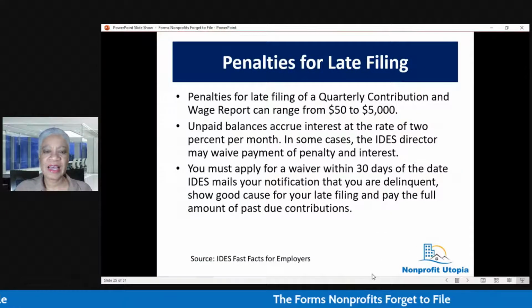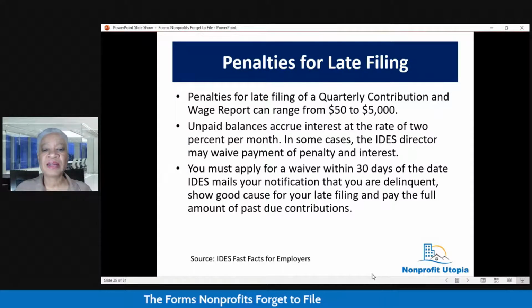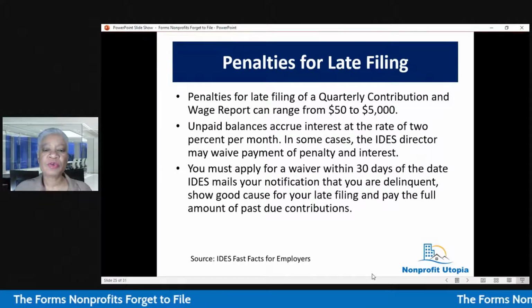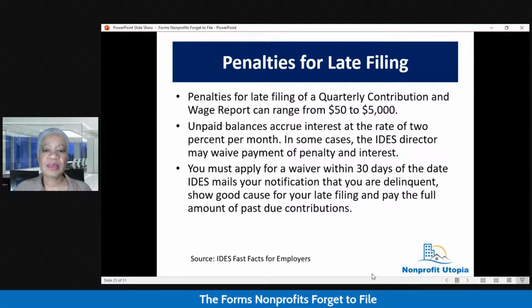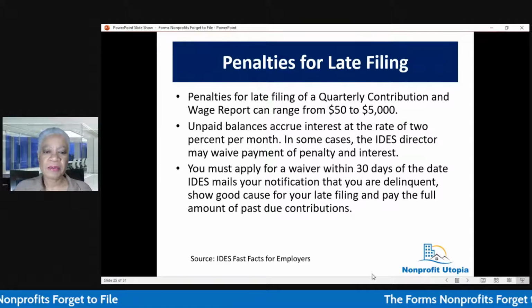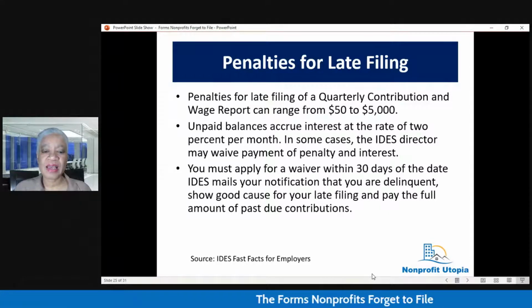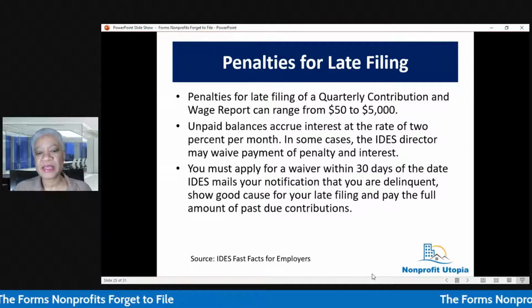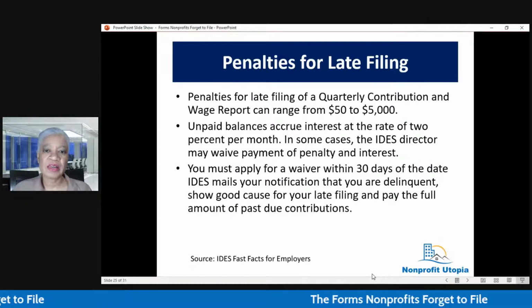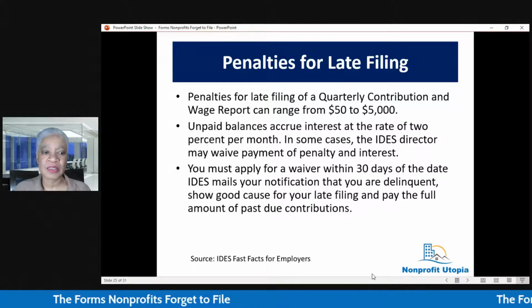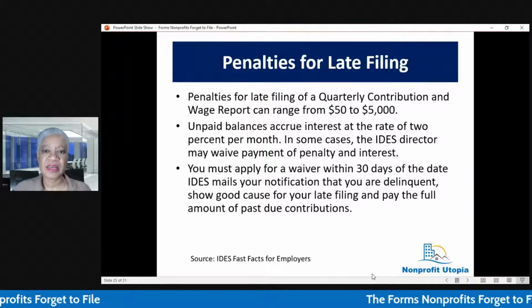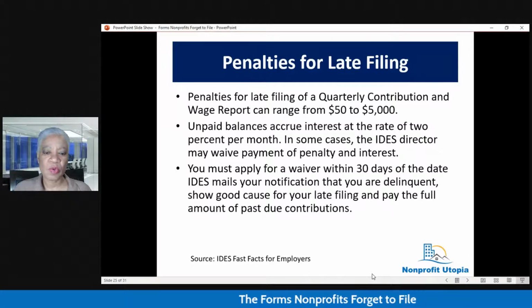All right, so again, as with anything else, there's a penalty for late filing. So if you don't file your quarterly contribution wage report on time, you end up paying anywhere from $50 to $5,000. And the unpaid balances accrue interest at 2% per month. And in some cases, on a case by case basis, you can negotiate a waiver such that you don't have to pay penalty and interest. This is probably for smaller organizations that honestly made a mistake and didn't realize that this was required.